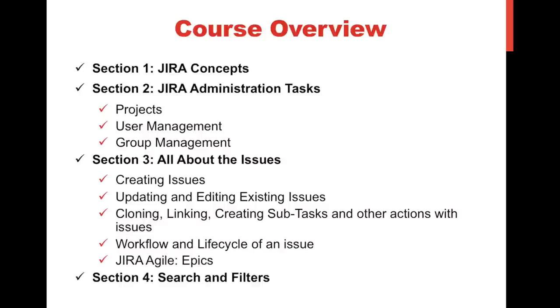In section 4, we'll take a look at search and filters. Jira comes with very good search functionality. We will take a look at the basic search and also advanced search using JQL so that you can quickly find issues that you're interested in. We'll also look at how to save those searches using filters and how to get email notifications from those filters so we don't have to keep going back to Jira every day. For any issue you're interested in, we can set the email notification on the filter and get emails on them.